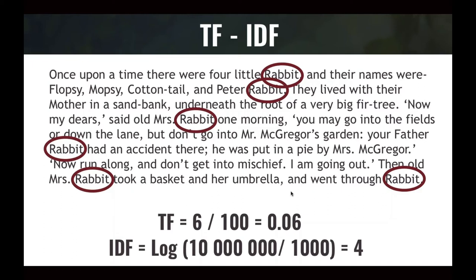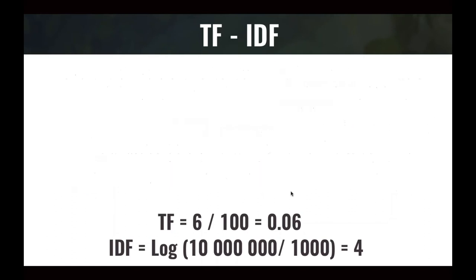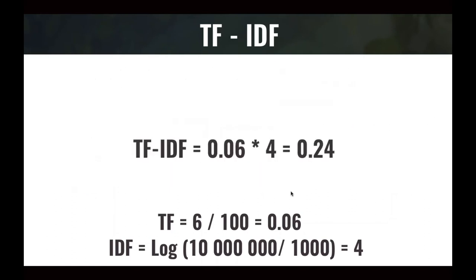The IDF index, the inverse document frequency, basically means that, for example, if this word is repeated in 1,000 books among all your 10 million books, you will have a logarithm of the inverse frequency of this document, and it will equal 4. So basically the TF-IDF index for this word will be 0.24.